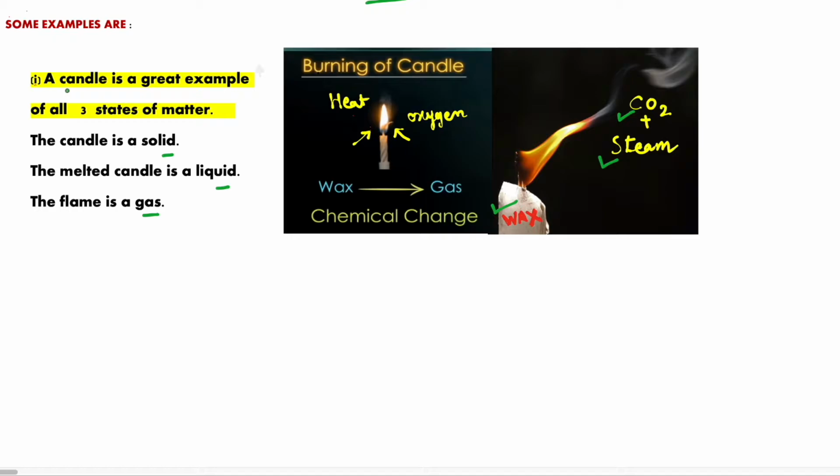Thus, we can say that a candle is a great example of all three states of matter, where the candle is a solid, the melted candle is liquid, which changes into water vapor, and the flame is carbon dioxide gas.